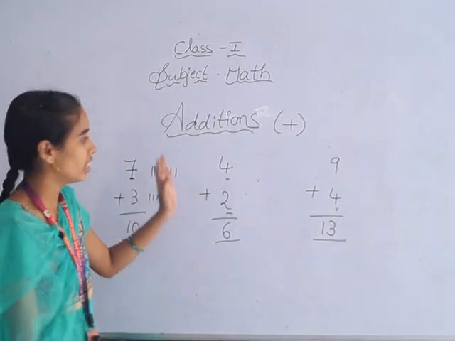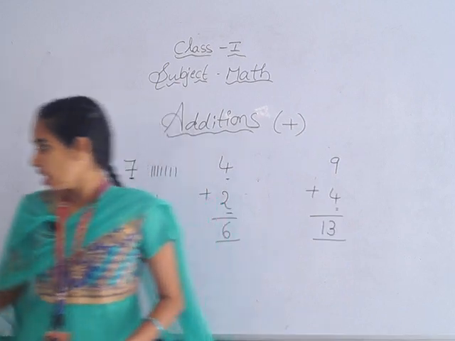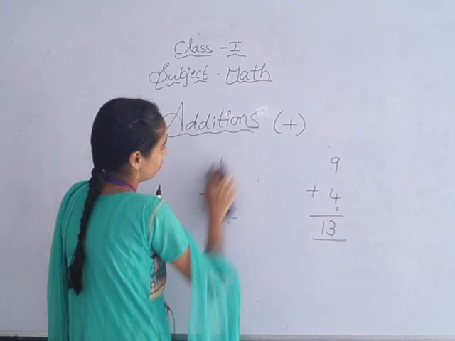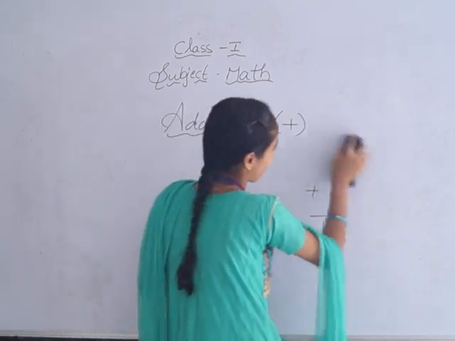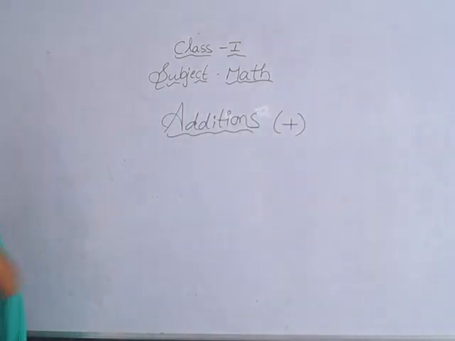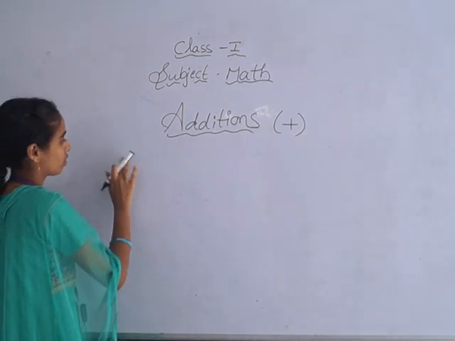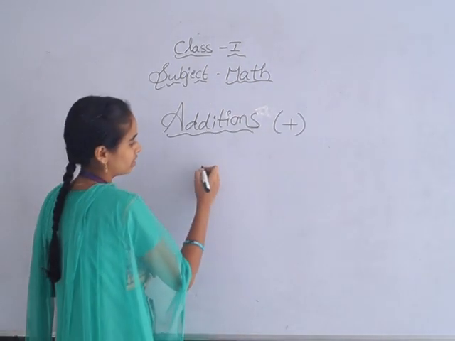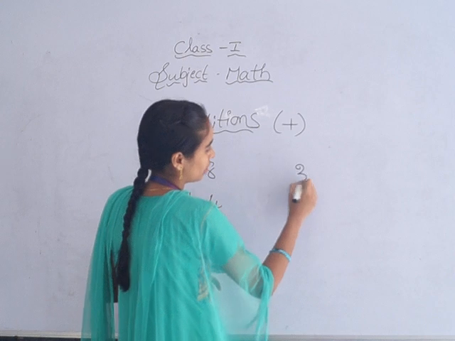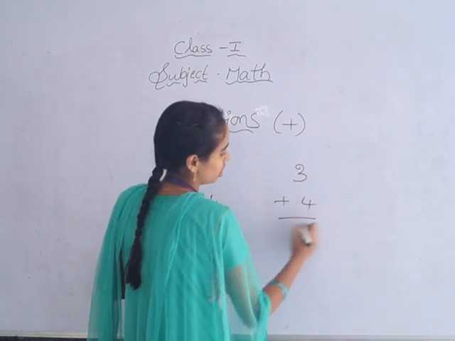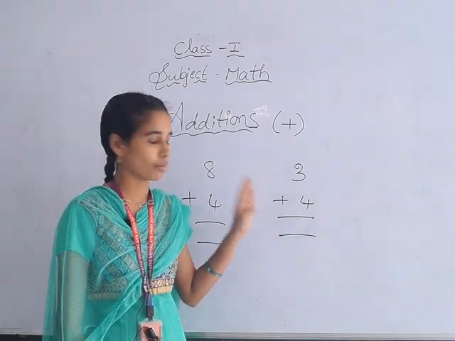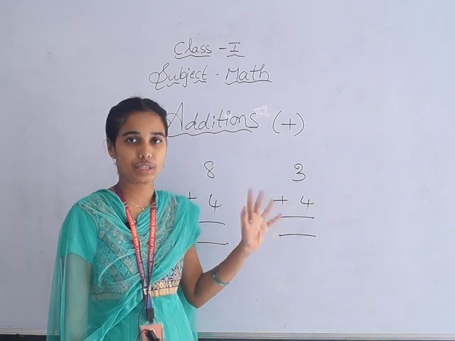It is a simple and single additions. Okay. Again I am writing 2 problems. See all of you. Okay. Again I am writing 8 plus 4 and 3 plus 4. Okay. If the big number is down or up, just you have to remember which number is big one. You have to find which one is big one.